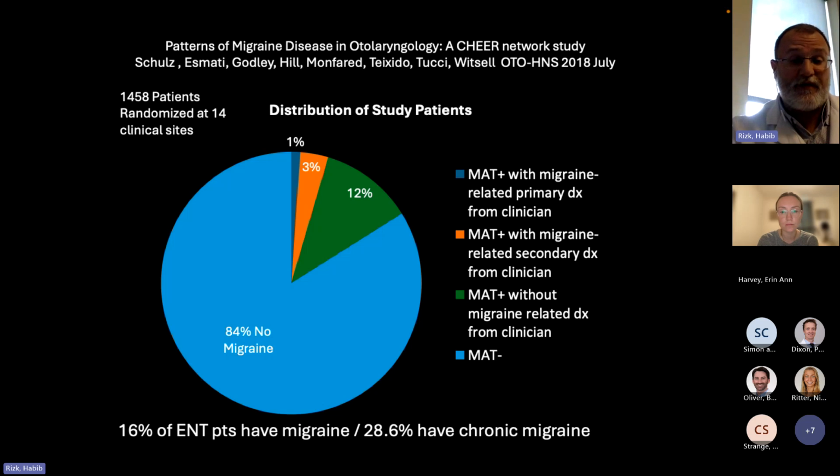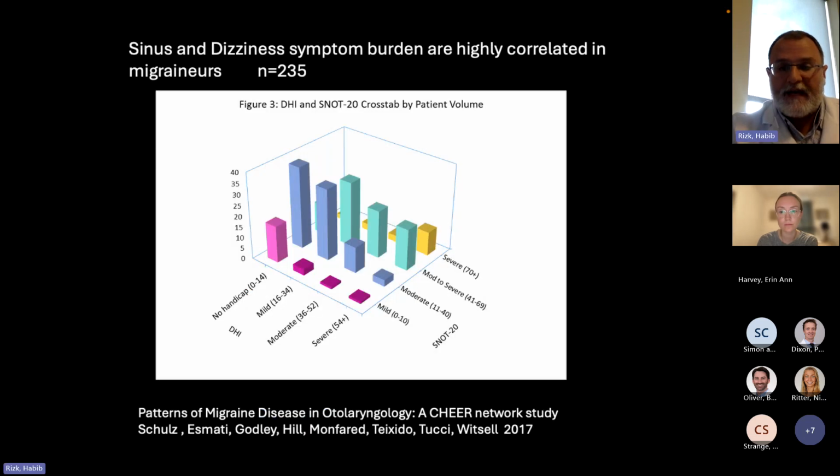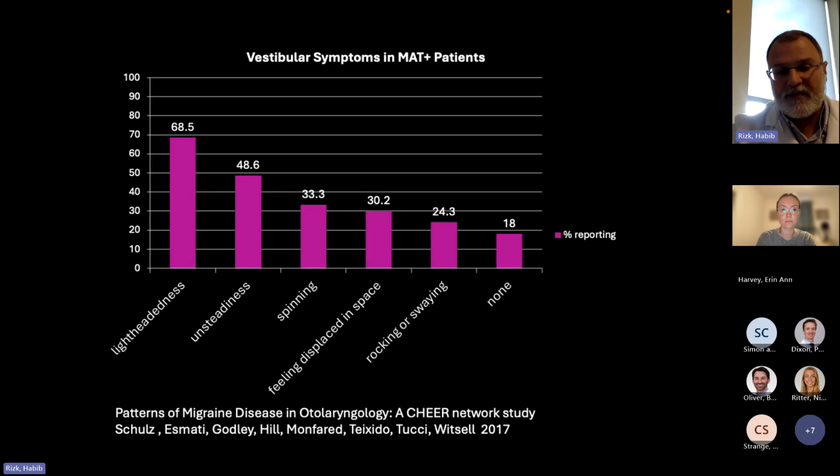So these are patients presenting even for GERD. They were trying to see the prevalence of migraine within the ENT population. And 28% of those ENT patients have chronic migraine. Then they also looked at the correlation between dizziness symptoms in those patients who scored highly on the MAT, the migraine assessment tool, and sinus symptoms. And they found a high correlation between sinus symptoms and dizziness. It doesn't mean that we're talking about sinusitis here, but sinus pressure is a common complaint of migraineurs in the absence of sinus disease. So there's a high correlation of those atypical symptoms in those patients.